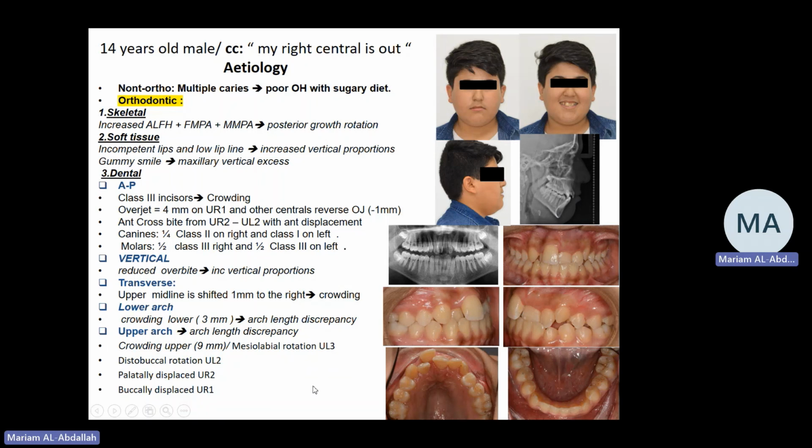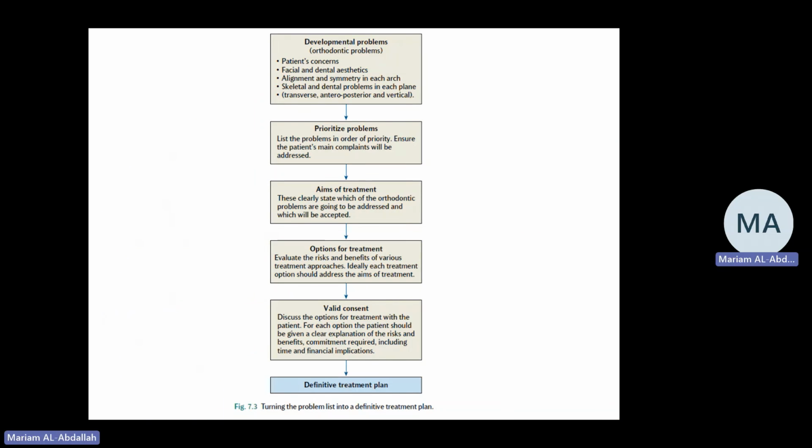Okay, understanding the etiology can actually help a little bit in deciding what to do, how to stop the problem, what appliance we're going to use, and when to start the treatment. So lots of decisions will be based on understanding the etiology of this malocclusion. Once we formulate our problem list and understand the etiology, we need to have a decision for each item on our problem list. Should we treat or accept and monitor?